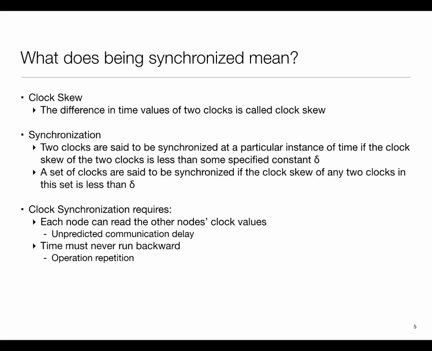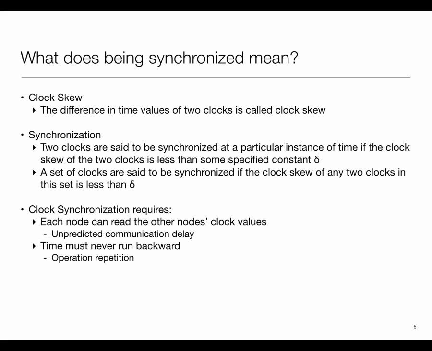So a set of clocks will be synchronized if the worst case skew between any two clocks in them is within delta. So I can say a bunch of nodes in a network are synchronized if, let's say I were to send a common signal to all of them, like some flash of light happens, they all notice it and they timestamp it, their timestamps would be within delta of each other. That's when we'll say that they're synchronized.